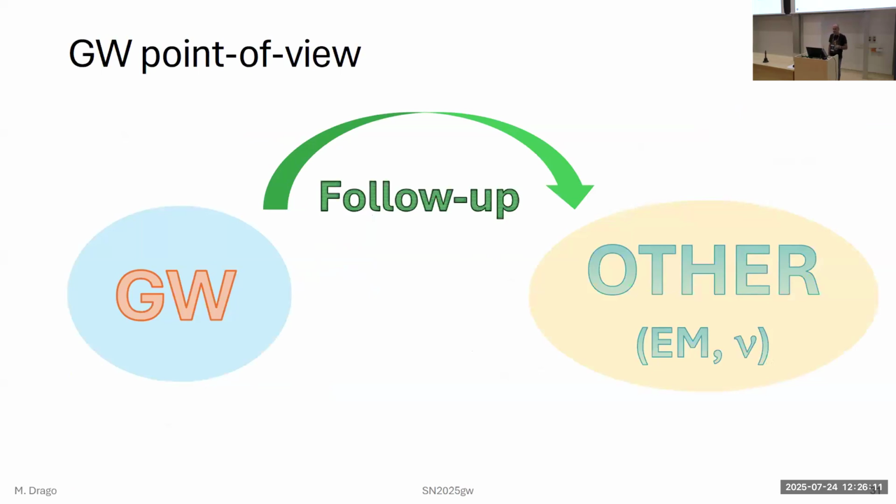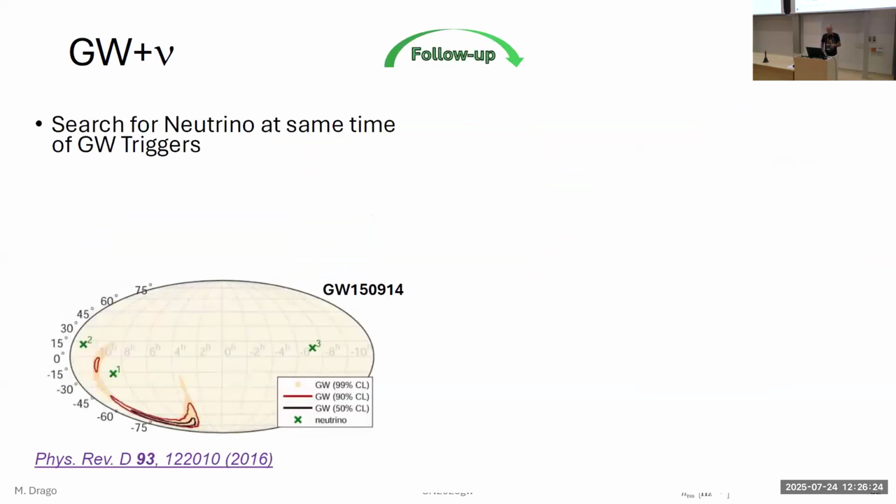Another point of view is that when you know gravitational wave, the trigger, and you search with the other messenger, this is the follow-up part. That, of course, all of you already know how it's working, because also every day when the detectors are on, we submit the trigger to the GCN, and people can try to do that.